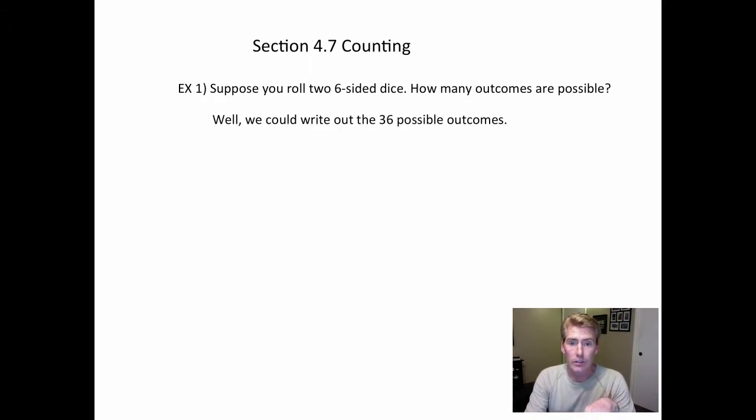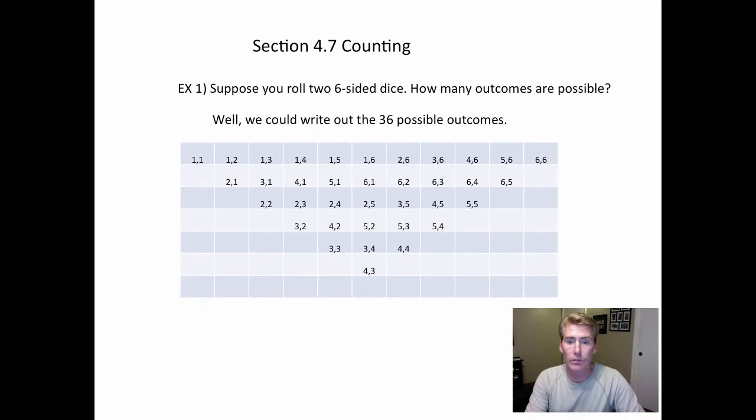Since there's six sides on each die, then you could just multiply 6 times 6. There's a grand total of 36. And here are the possibilities. This is the only way to get a 2. Here are the two ways to get a 3: 1, 2, or 2, 1.